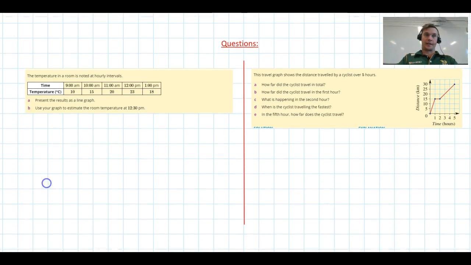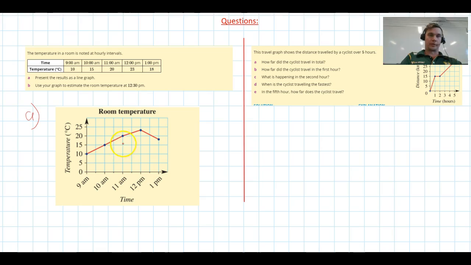The first one is: the temperature in a room is noted at hourly intervals. Again, we have continuous numerical data, so I'm going to be able to put these together with the temperature in degrees. I'm going to present the result as a line graph, and then I'm going to use that to estimate. So I'm just going to quickly create that, and then I'll get back to you.